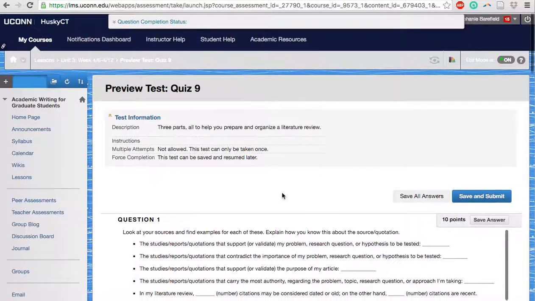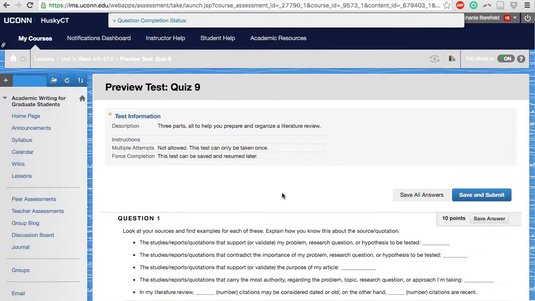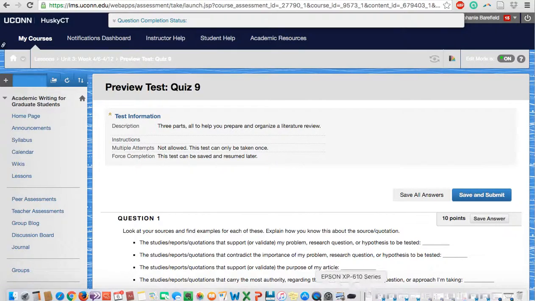Okay, so I hope that this lesson helped give you some strategies, and I'm excited to read your literature reviews and help you more with grammar individually. Thank you.